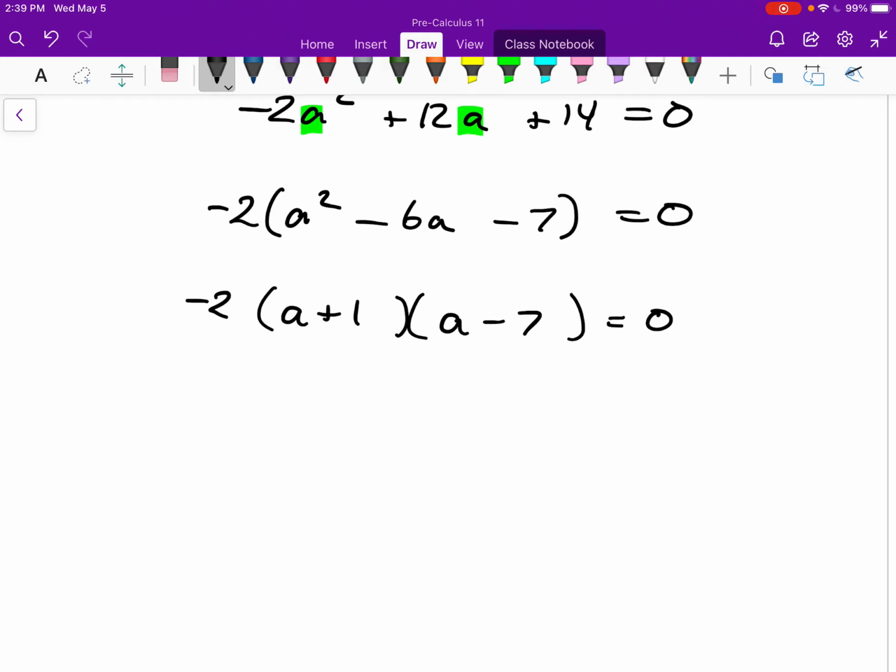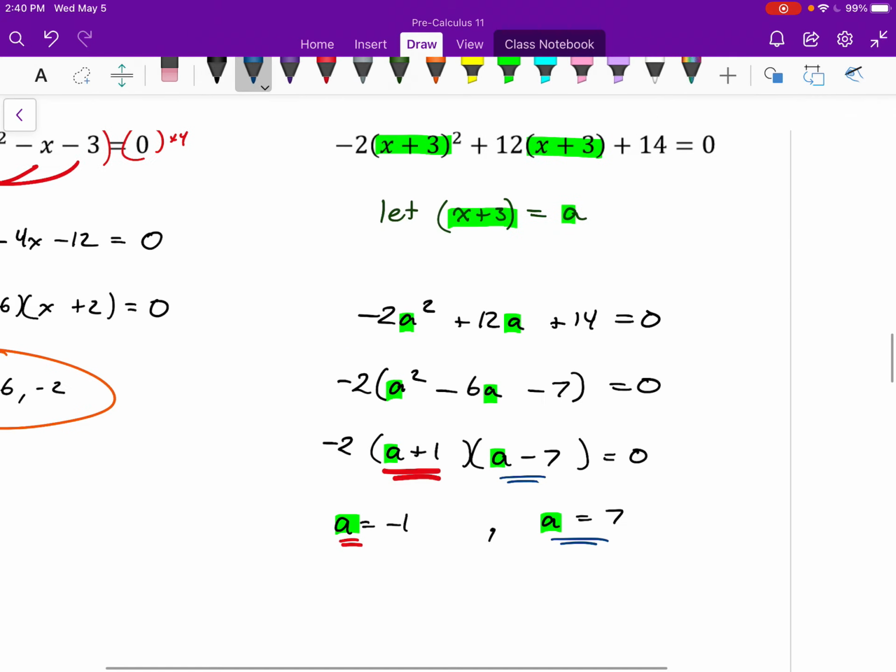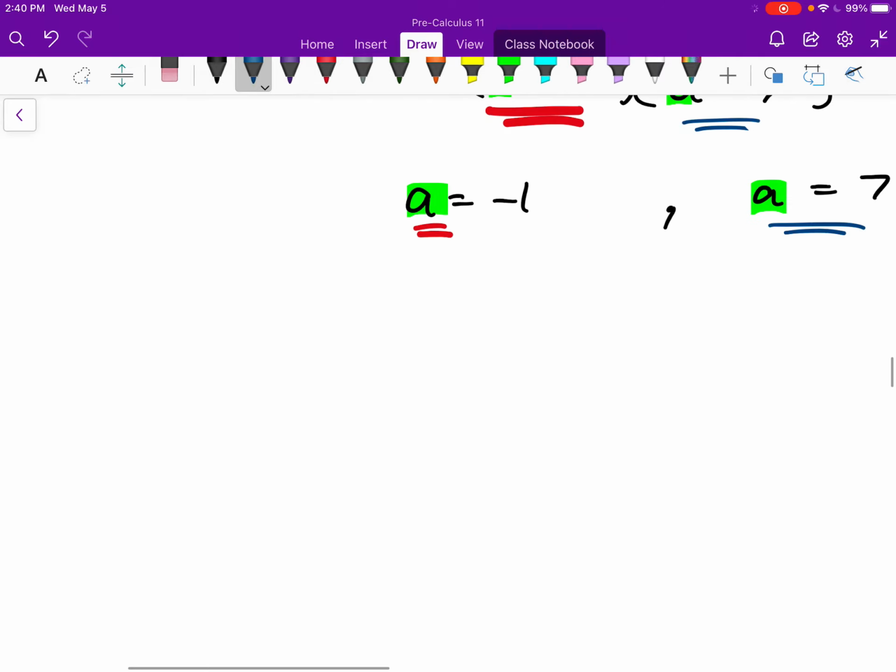So now I can see my solutions for a. Again, the question did not have an a in it, but I'm now done my question in terms of finding what a is. So I can see that a equals negative 1 or a equals positive 7. From looking here and here. Okay, but again, notice the question didn't have an a in it. So hopefully you can guess how to finish this off. If a equals negative 1, that means x plus 3 must equal negative 1. So let's just replace that a with x plus 3.